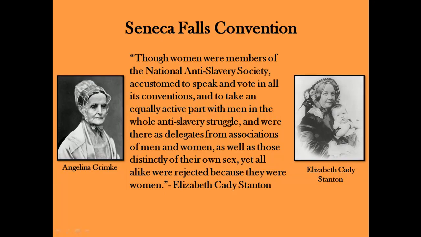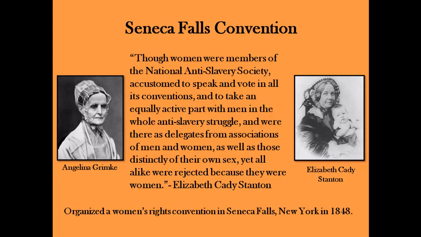And in 1848, we'll see Angelina Grimke and Elizabeth Cady Stanton organize a women's rights convention in Seneca Falls, New York. These women and some men got together in Seneca Falls in 1848 and laid out their case against the Cult of Domesticity. They drafted the Declaration of Sentiments, which was their version of the Declaration of Independence, but instead of declaring independence from the King of England, they were declaring their independence from men.